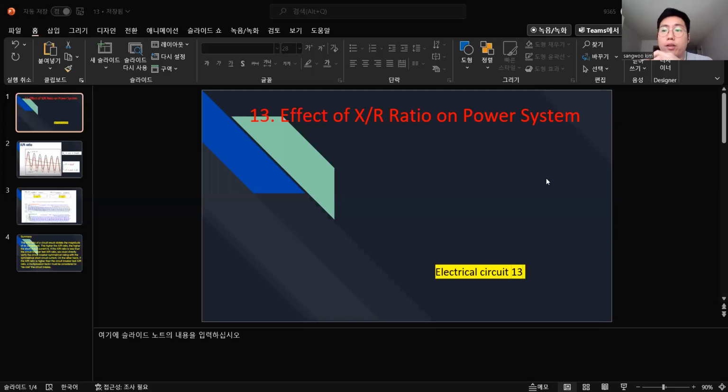Hi guys. Today we will learn about the effect of the R/X ratio on the power system. Furthermore, in later lectures, we will learn about the calculation part for the fault current. So that's why we need to learn about the R/X ratio. What's its effect on the power system?